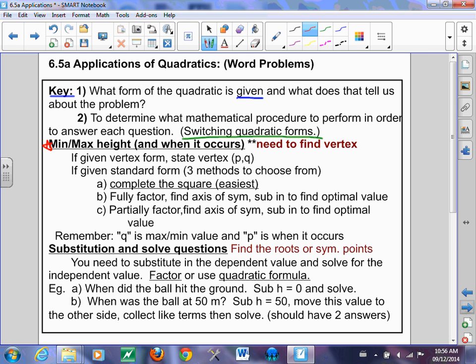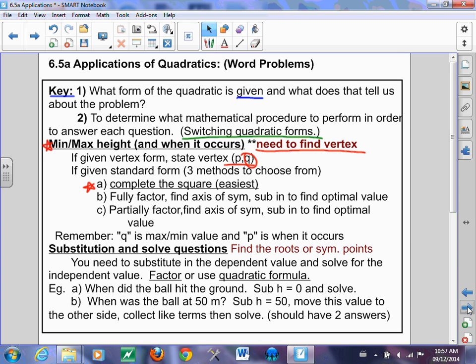One, if it asks you for the min or the max height, and when it occurs, you need the vertex. There are 3 ways to find it, but the easiest way is to complete the square, usually because it's given in standard form. However, if it's given in vertex form, you just state the vertex, and you know that Q is your min or max value, or your optimal value.